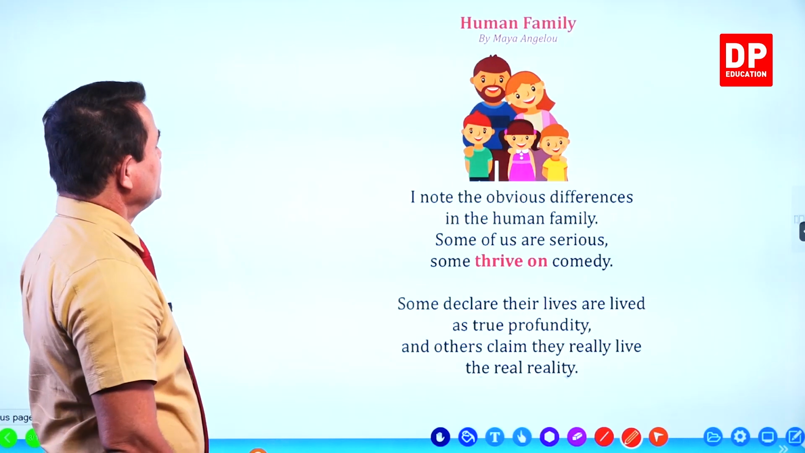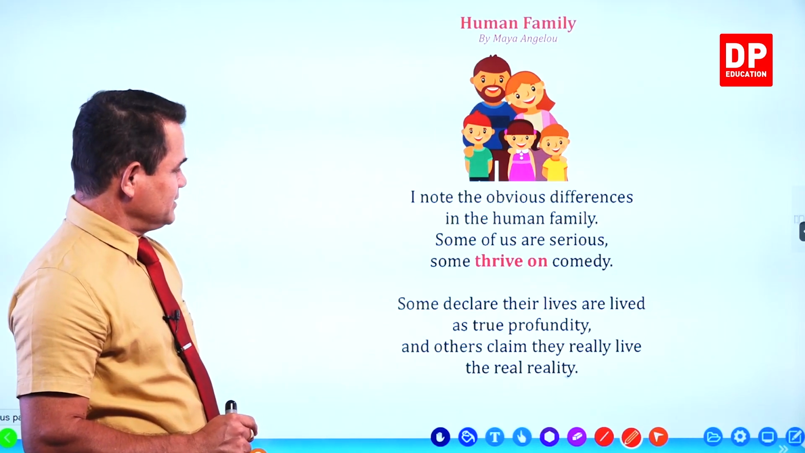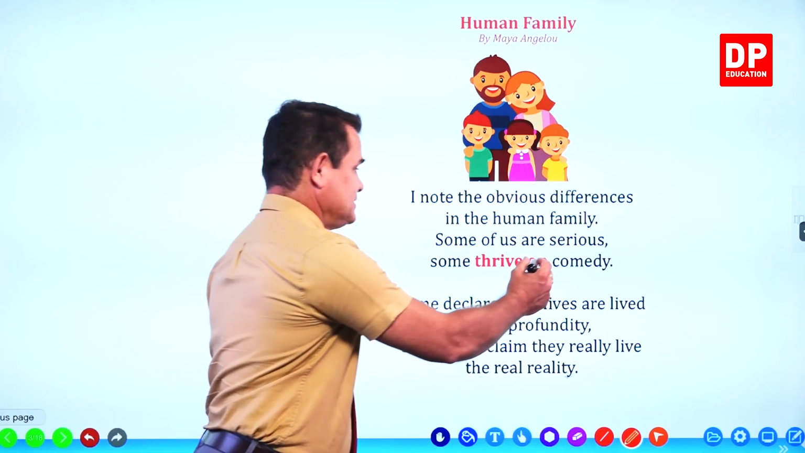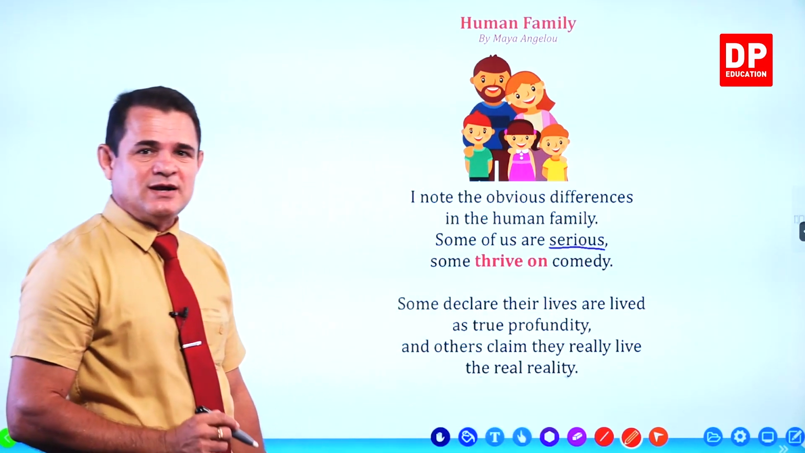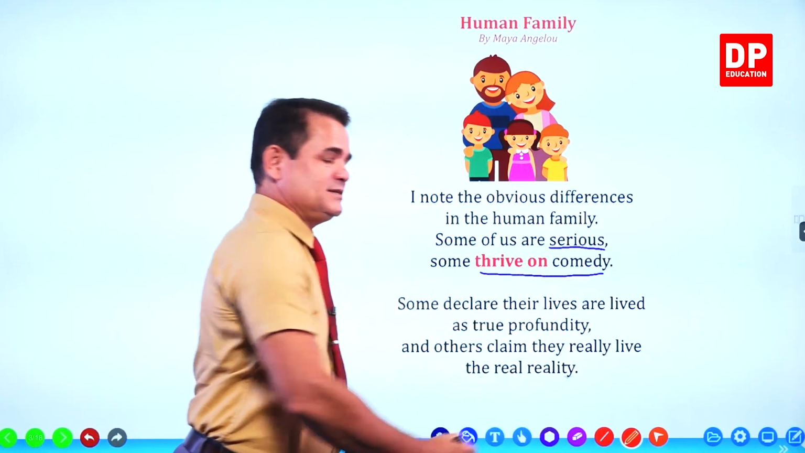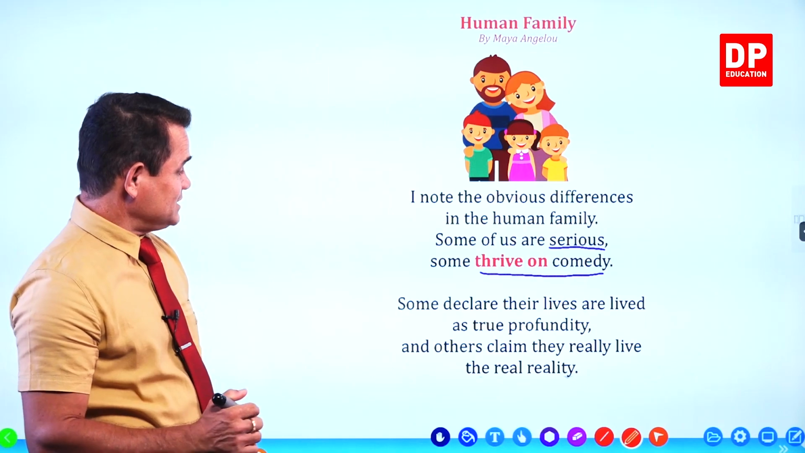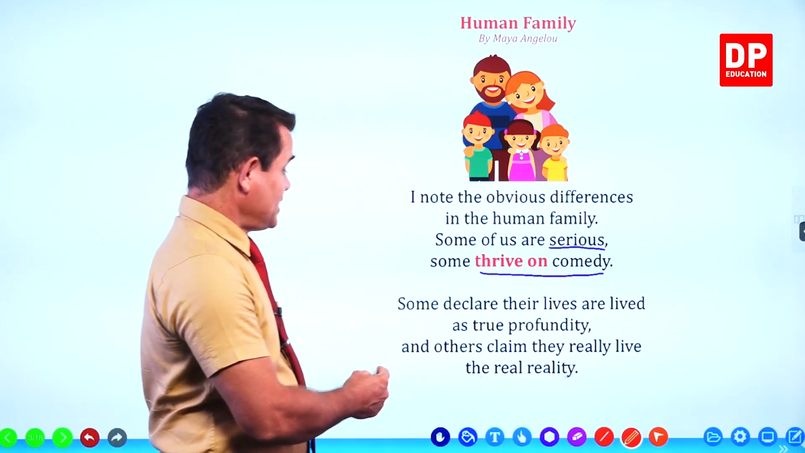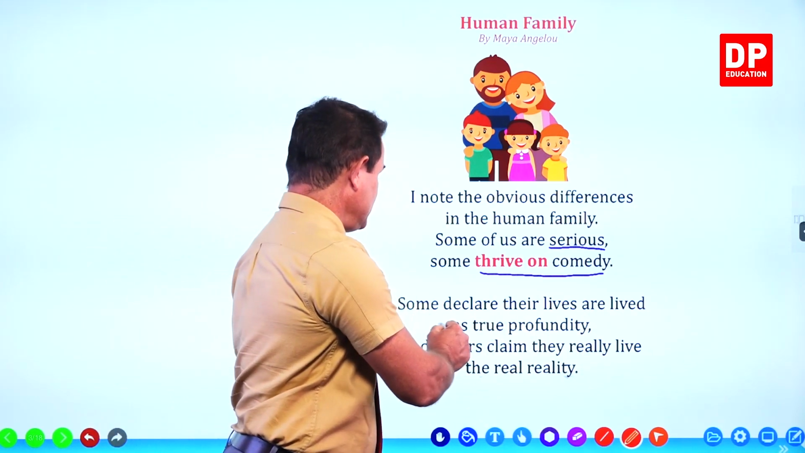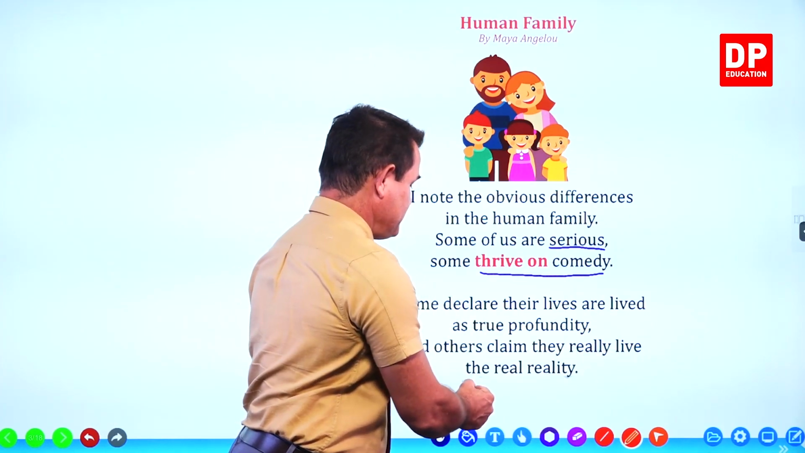And now in the first part, the differences of the family, right? Now in the human family, some of us are serious. That's one difference you find. Some thrive on comedy. They are not serious, they are jovial. Some declare their lives are lived as true, profoundly detailed. And some others are not like that. They really live the real reality.